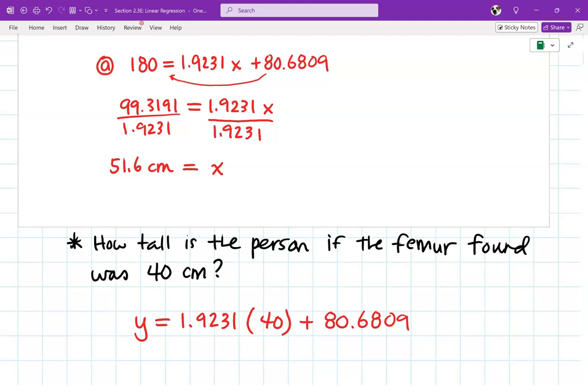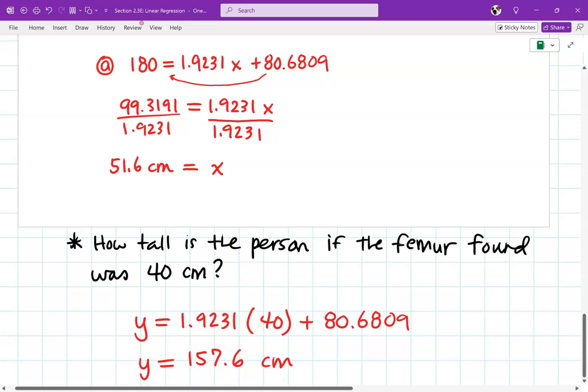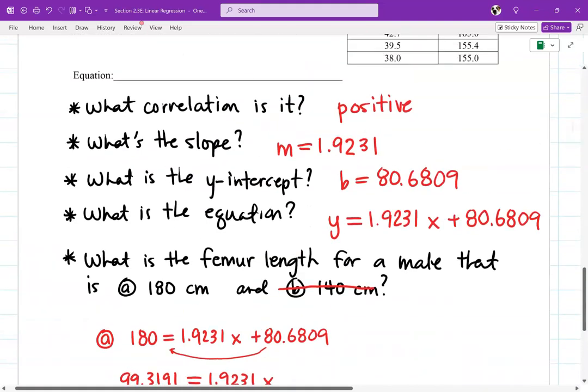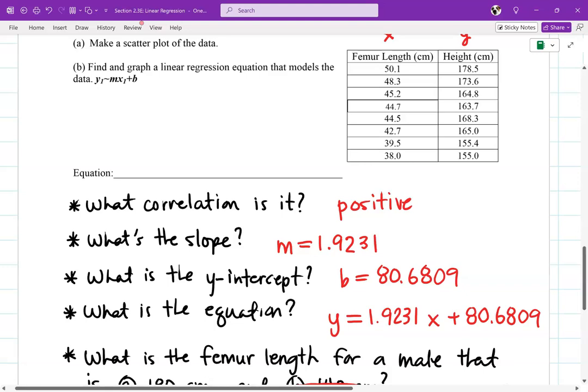Let me just do this calculation here. So I'm going to get 1.9231 times 40. I'm going to hit enter, and then I'm going to add 80.6809. And I get Y equal to 157.6 centimeters. Does that make sense? 157.6 should be in between 155 and 165. Yeah, that makes sense.